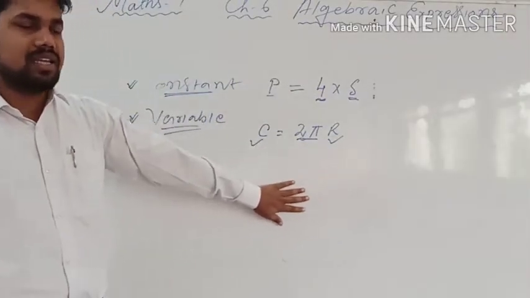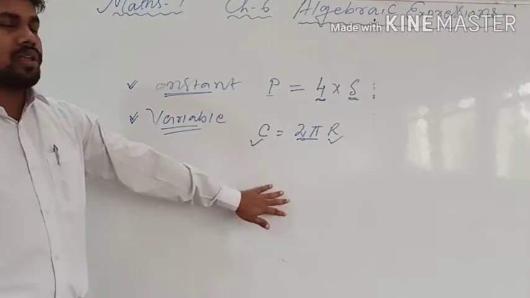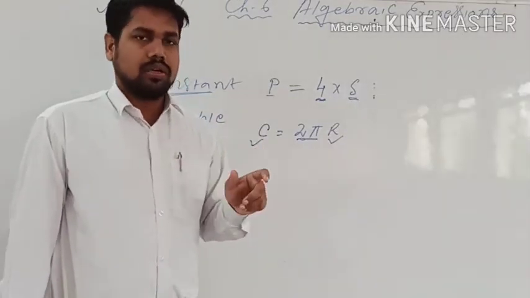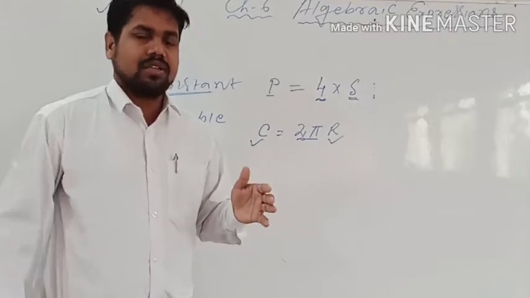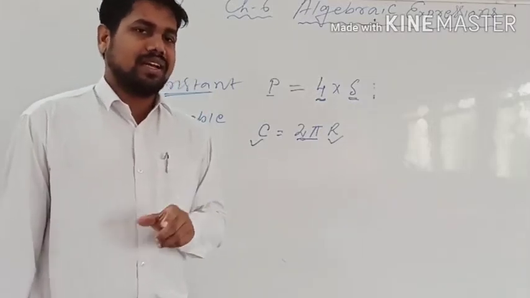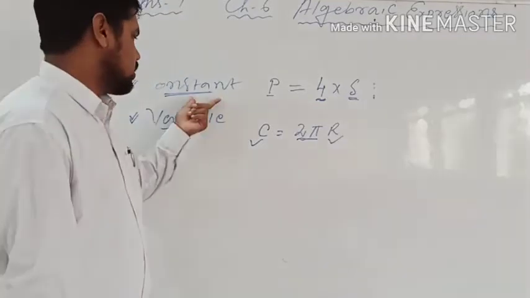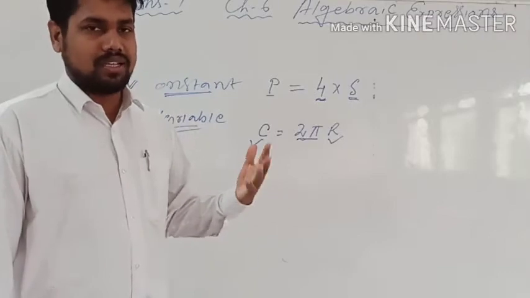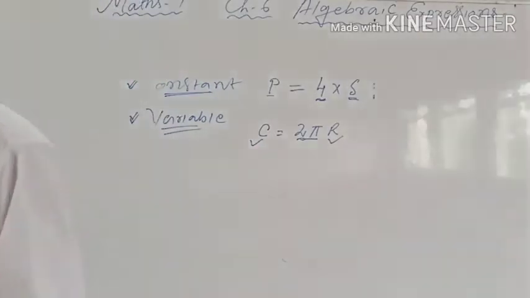So very simply we can say that in a particular equation, when any particular value is constant and does not change, that is called a constant value, and what changes with the numbers is called a variable.